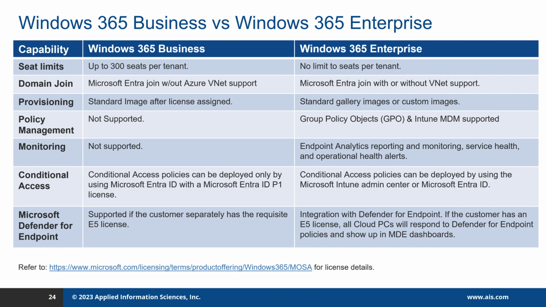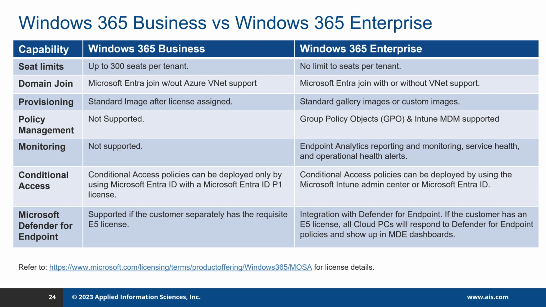The two major editions that most people focus on are Windows 365 for Business and 365 for Enterprise. Like I mentioned, there's a seat limit with 365 for Business of 300. Additionally, 365 for Enterprise supports VNet joining, and 365 for Business does not. 365 for Business has a limitation of not being able to use custom images that your team creates with tools and things like that. You're locked down to just using images from the marketplace. Additionally, there's no policy management or monitoring on Windows 365 for Business.